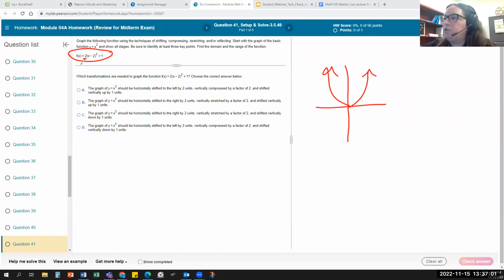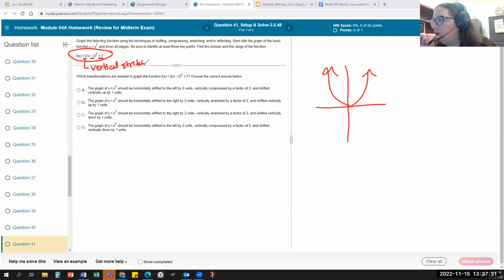We now have a 2 out front. We have an x minus 2 being squared instead of just x, and we have a plus 1. So the 2 out front is being multiplied. Anything outside of this, not within what's being squared, is going to be a vertical change. And when you multiply by a number, that's a stretch or compression. Since it's larger than 1, it's a vertical stretch.